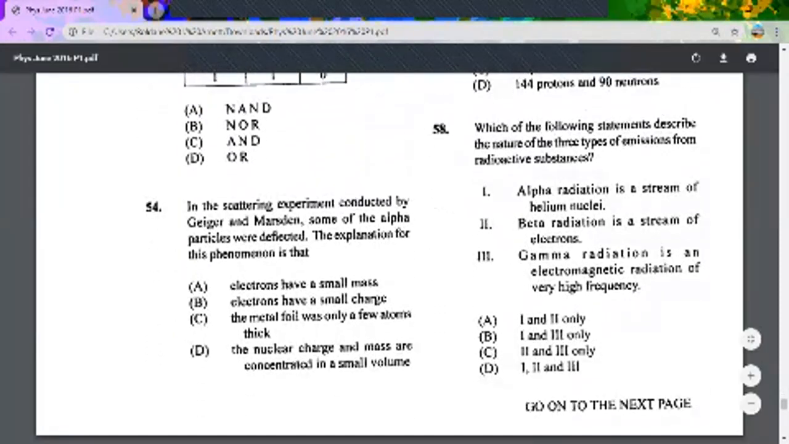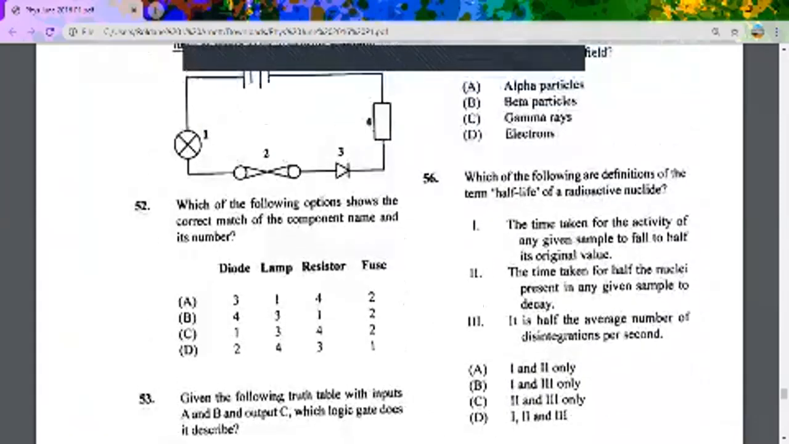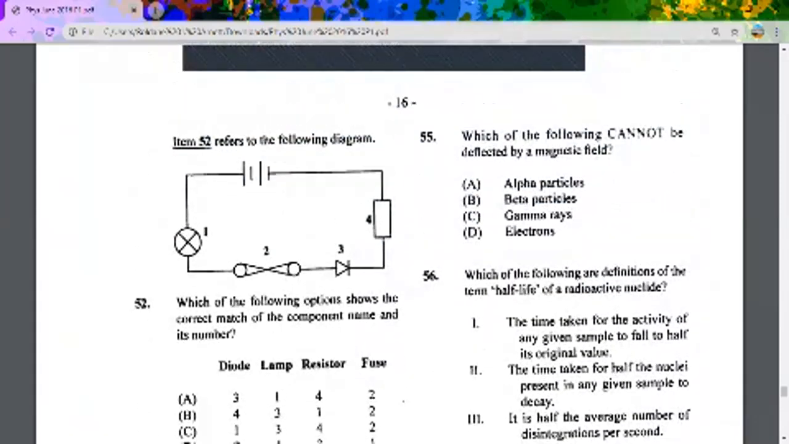In the scattering experiment conducted by Geiger and Marsden, some of the alpha particles were deflected. The explanation for this phenomenon is that the nuclear charge and mass are concentrated in a small volume, that's D. Which of the following cannot be deflected by a magnetic field? It would be gamma rays, C, because gamma rays is actually just raw energy, high frequency energy.